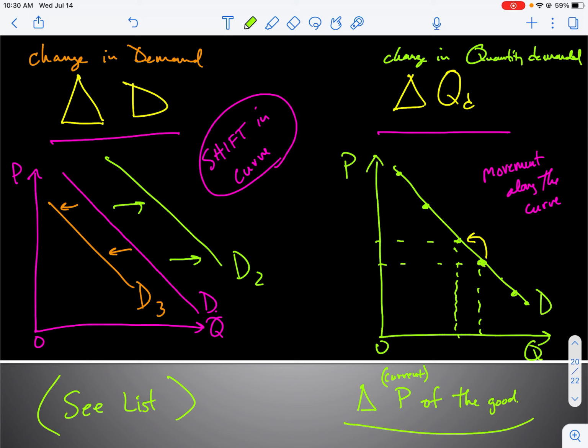So this is the one and only thing that will move you along the demand curve, a change in the price. And it is the big important thing that's not on the list to the left. When you look through that list, a change in the price of related goods, change in expectations about the future price of the actual good, change in lots of other things, but not a change in the price of the good. So just tuck that away.